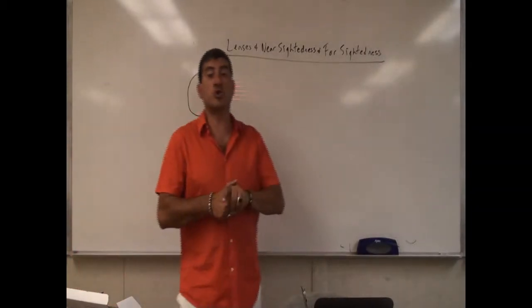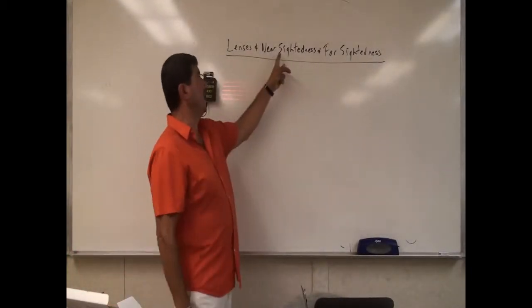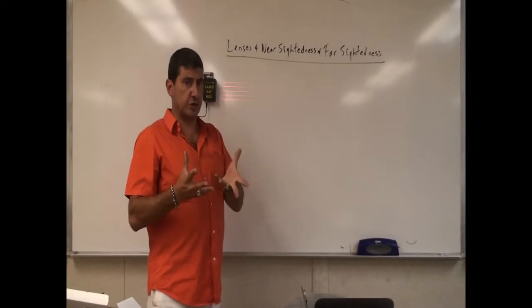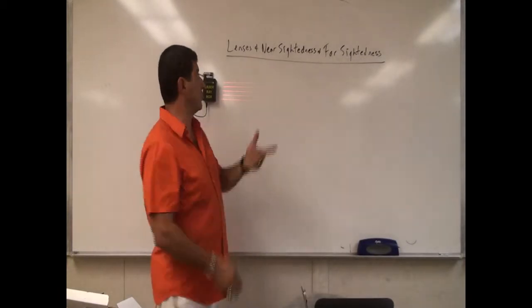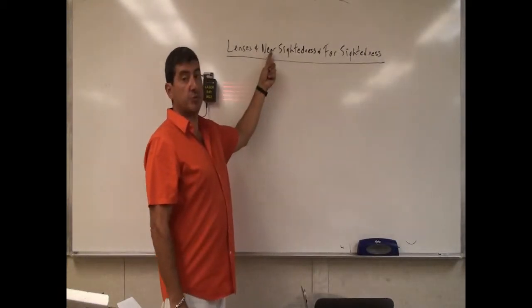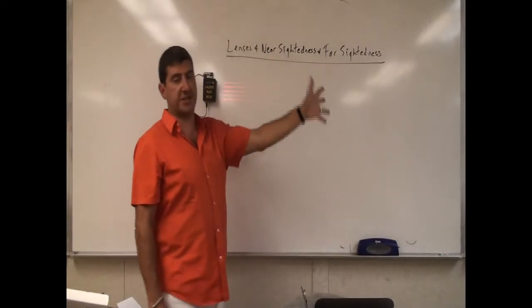Okay, welcome back. Now I'm going to do a demo. I'm calling this lenses. I'm going to be talking about the curvature of lenses and the kind of images that they produce and their relationship to the issue of nearsightedness and farsightedness.